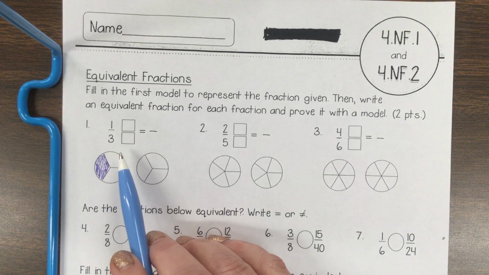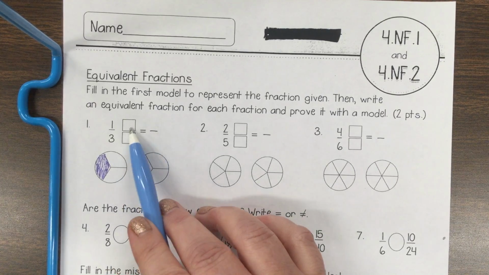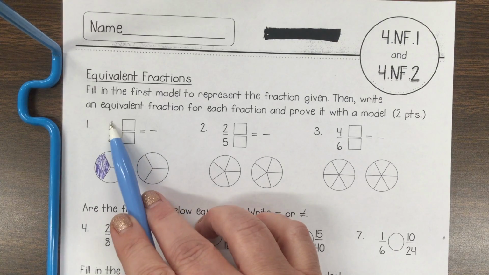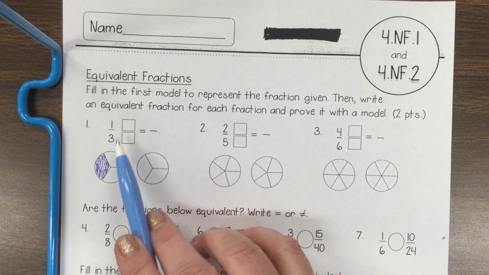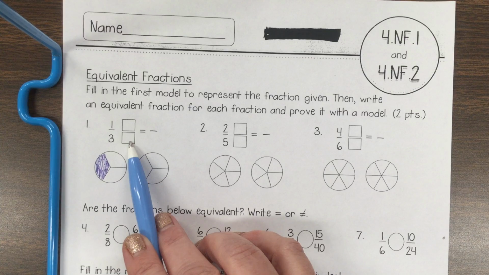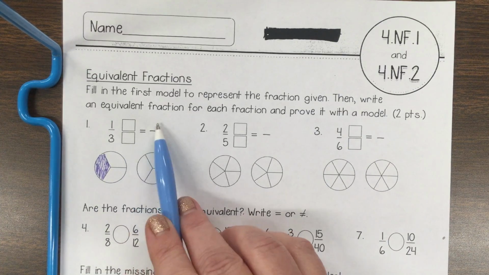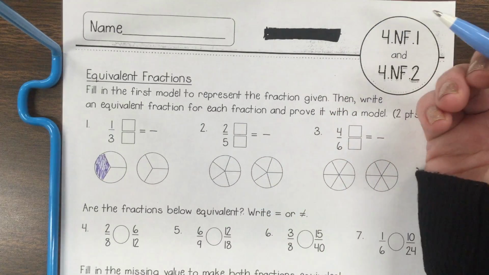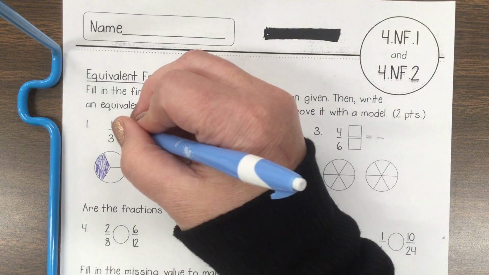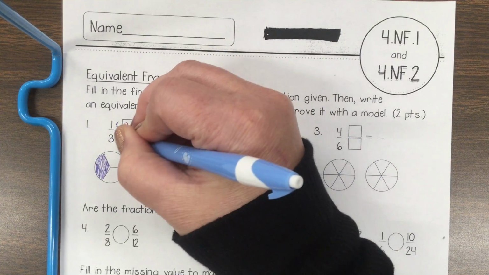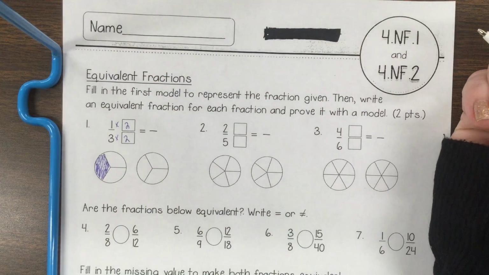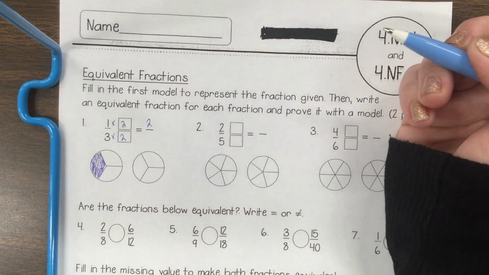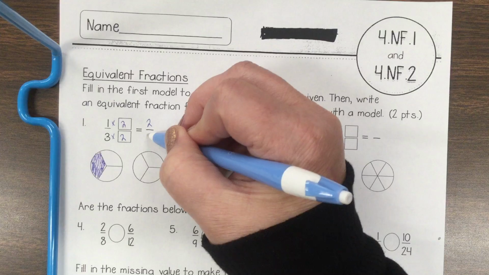Now, you could do anything really. You can multiply this by any number. Because whatever you multiply the 1 by, the numerator, and the 3, the denominator by, as long as you multiply them the same number, whatever you come up with over here, it's going to be equivalent. But let's just keep it easy. What if I multiply it times 2? 1 times 2 is 2. 3 times 2 is 6.